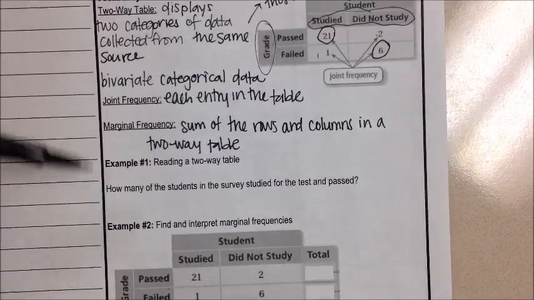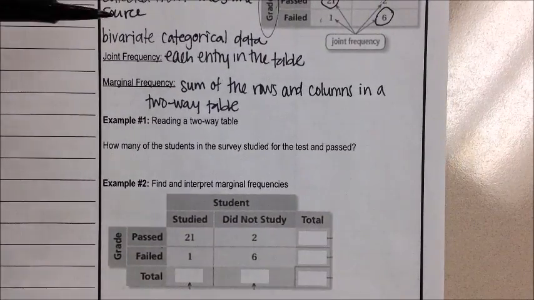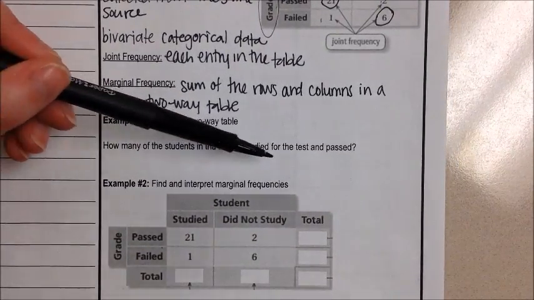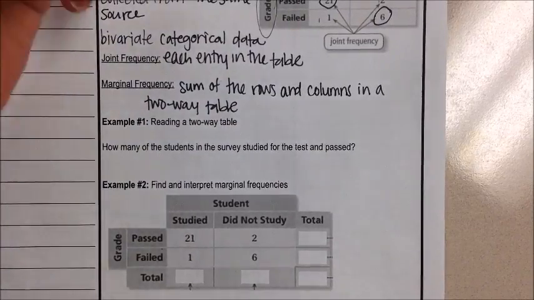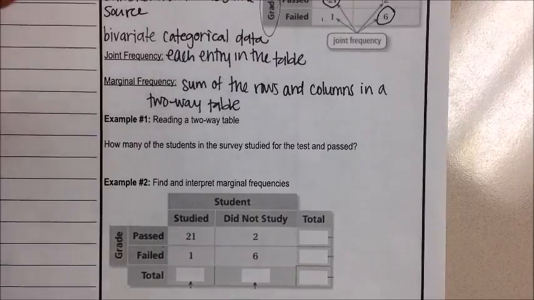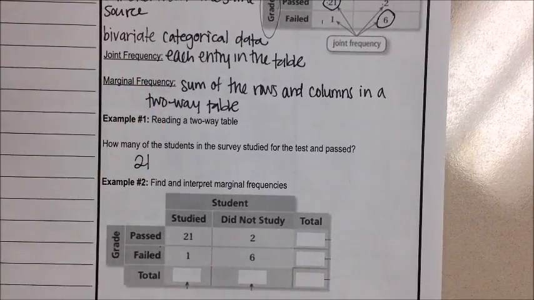Okay, so example number 1 says reading a two-way table. It says how many of the students in the survey studied for the test and passed? We're looking at studied for the test and passed, so that's 21. That's real easy.